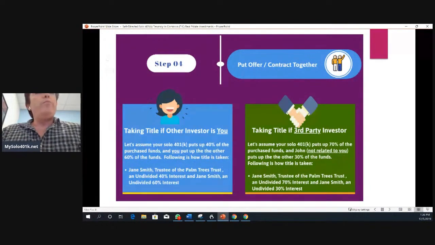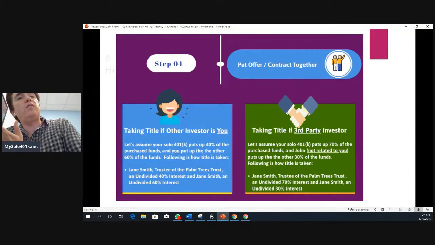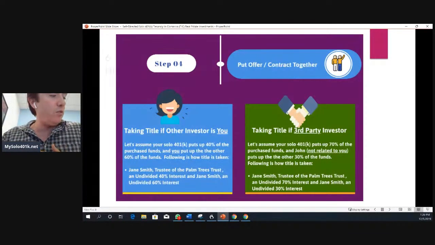Step 4, put the offer or contract together. Let's assume that 40% of the money is coming from your solo 401k funds and 60% of the money is coming from your personal funds. In that case, the title is going to list both the 401k and you personally. In this example, we've got Jane Smith, trustee of Palms Tree Trust, with an undivided 40% interest. Jane Smith, because she put up 60% of the money from her non-retirement money, has a 60% interest. So both are listed on the title.